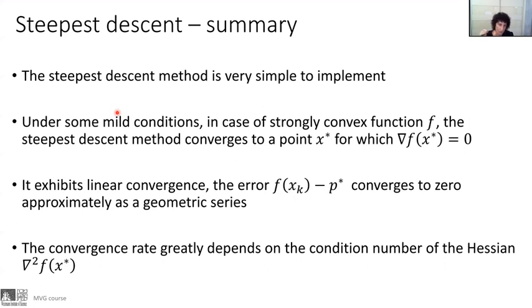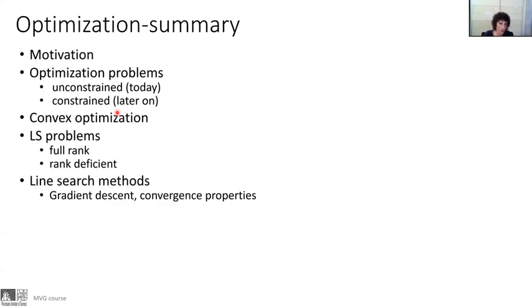The condition number of the Hessian at the point of convergence. And actually, I think we concluded everything. Next time.